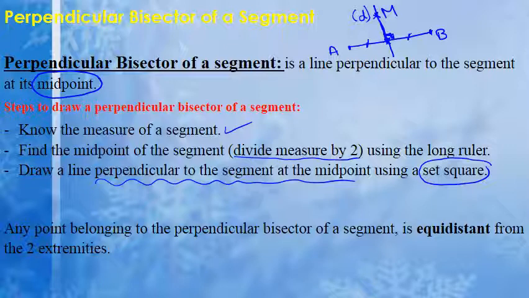Because M belongs to the perpendicular bisector D of AB, it will be equidistant from the extremities. It will be at the same distance from A and B. Then MA will be equal to MB. What do we mean by equidistant? Equidistant means MA is equal to MB. The distance between M and A is equal to the distance between M and B.